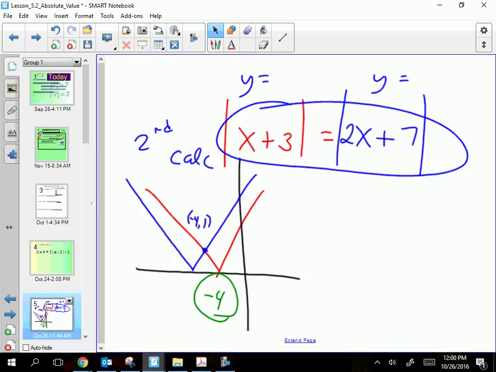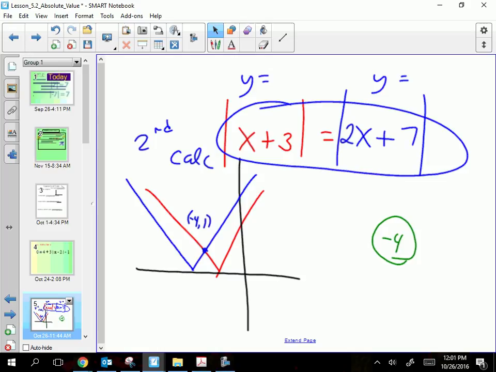How can I know if this is right? Plug it in. Let's stick it in there. -4 here, -4 there. See if it really comes out right. When I put in -4 here, I get -1, and the absolute value of that is +1. That comes out to -8 plus 7, which is -1. Absolute value, that is 1. Yay, it worked. Now, could there be other answers?